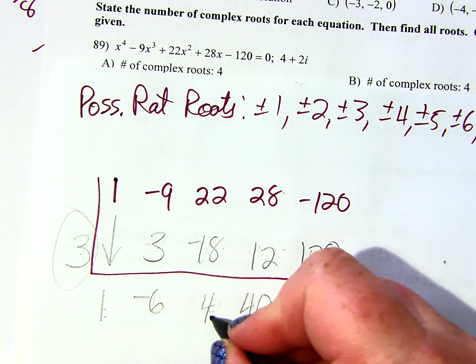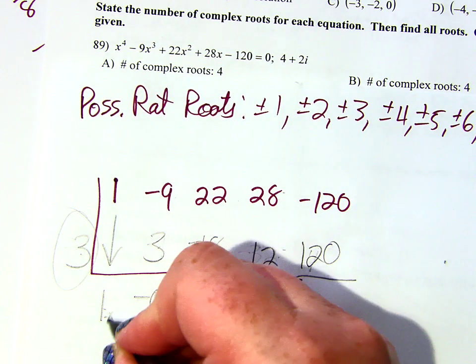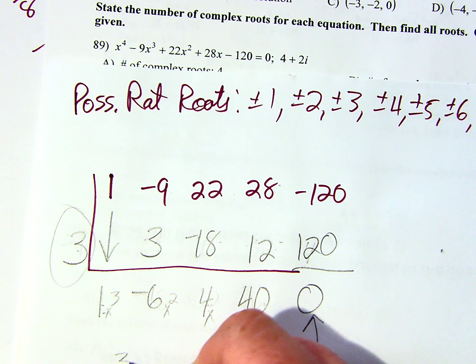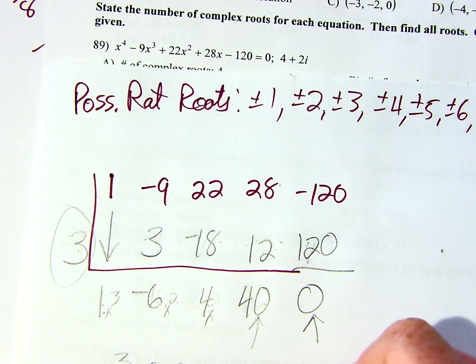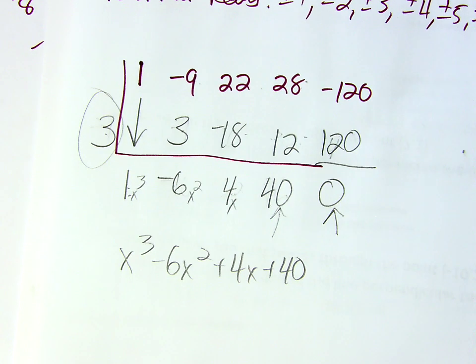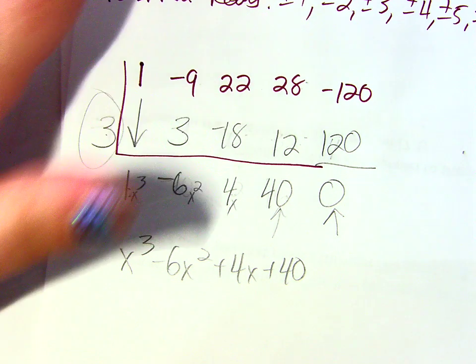So 3 is a root. If you keep going, remember that you make sure, and that's the first x squared. So now I have x minus 3 times x squared plus 4.